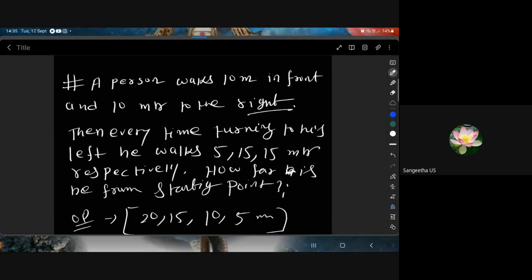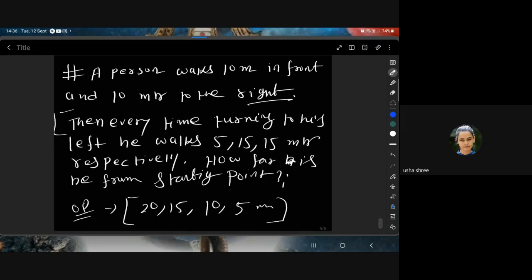Okay, so again, I'm repeating: the person walks 10 meters straight. Then he takes a right turn and walks 10 meters. Then he takes a left turn and walks 5 meters. Again a left turn, and 15 meters. Again he takes a left turn and walks 15 meters. This is the question: how far is he from the starting point?